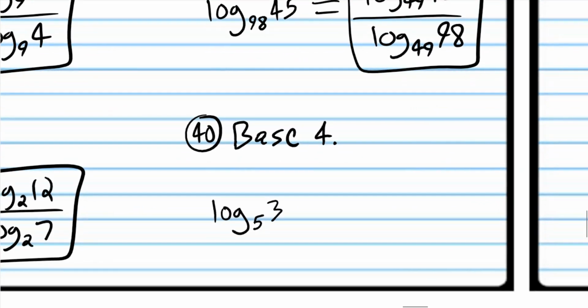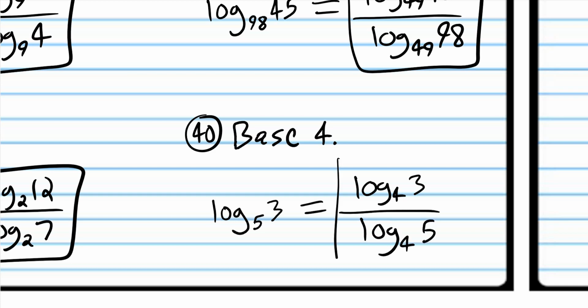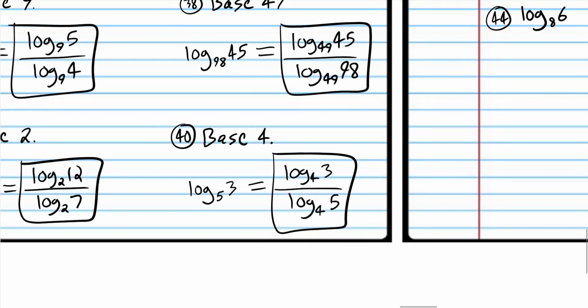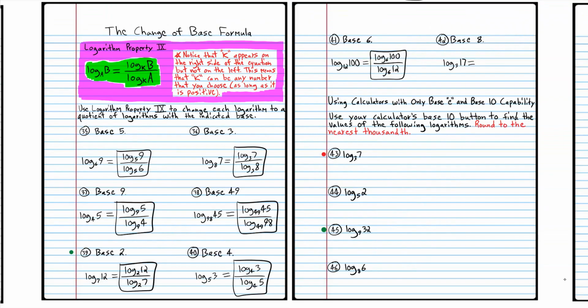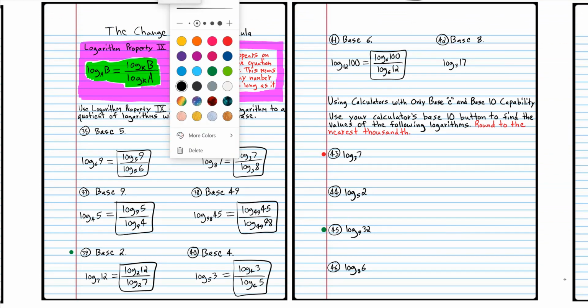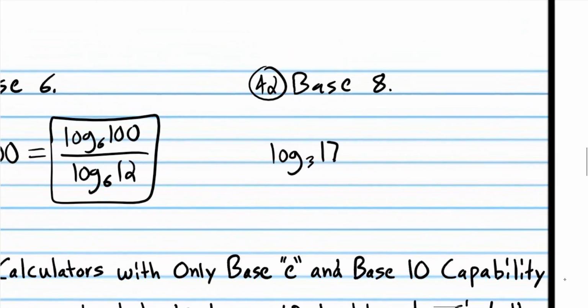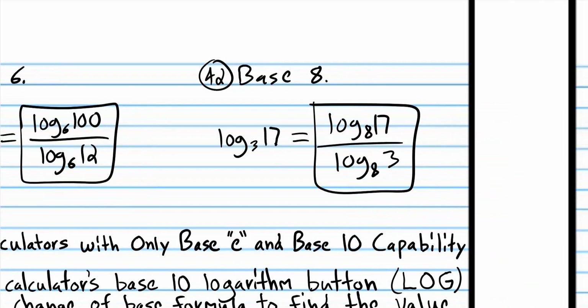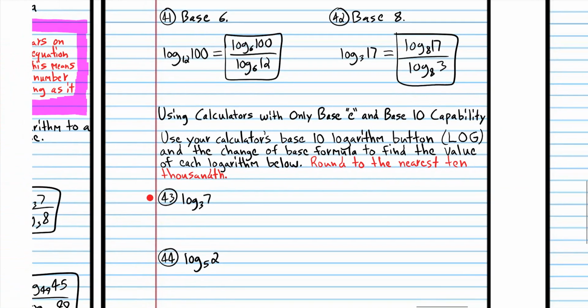Alright, we're back. We have a base 5 logarithm. We want to change to a base 4 logarithm. It'd be nice if we didn't have a fraction, but we can't really avoid that. That's just how the formula works. Okay, so go ahead and try number 42. When you come back, we'll do it together. Alright, we're back. We have a base 3 logarithm. We're going to change to base 8, or at least an expression with base 8 logarithms. Okay, if you got that right, good job.